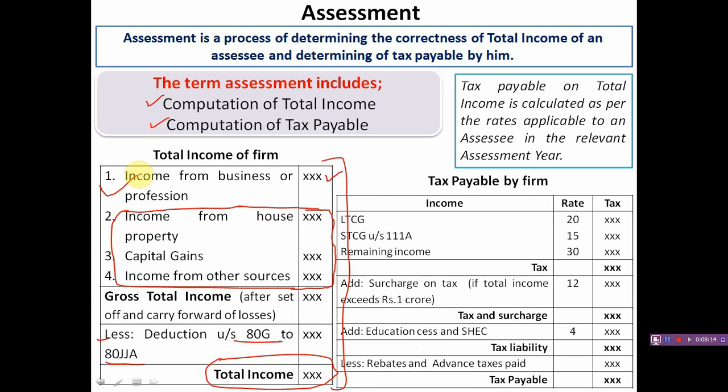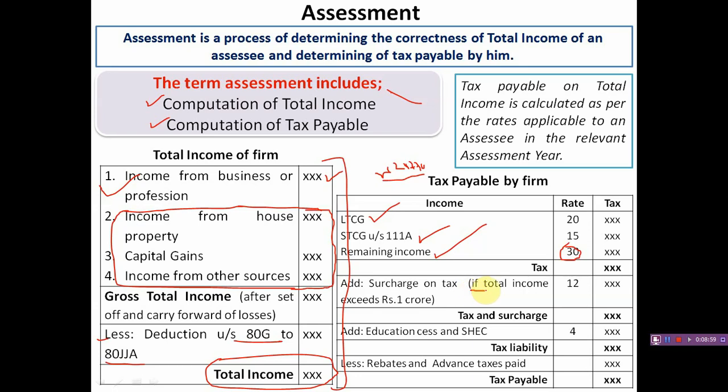There are 3 incomes which are chargeable at the special rates. First is long-term capital gain. Second is STCG under section 111A, and one more, winning from lottery. I have not mentioned it here as there cannot be lottery income to the firm. So these 3 incomes are chargeable at the special rates, and these rates are specified in the Income Tax Act, not in the Finance Act. The remaining income of the firm is taxable at 30%.